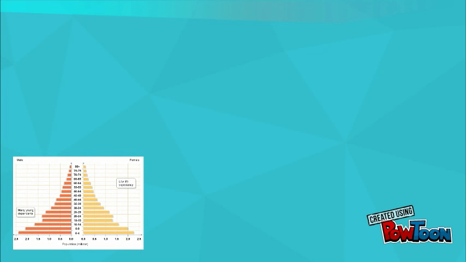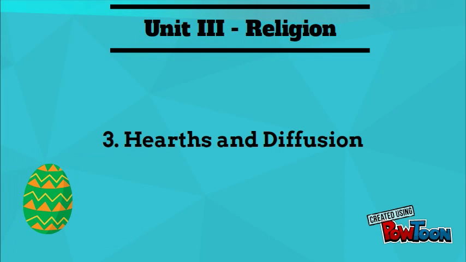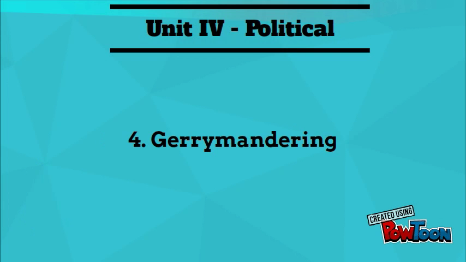The next unit is population. The key part of population is learning how to read population pyramids, which appeared constantly on the exam. The next unit is religion. Now, the most important thing about religion is understanding hearths and how religion diffuses. In our fourth unit, understanding gerrymandering and the reasons behind gerrymandering is the key to success.